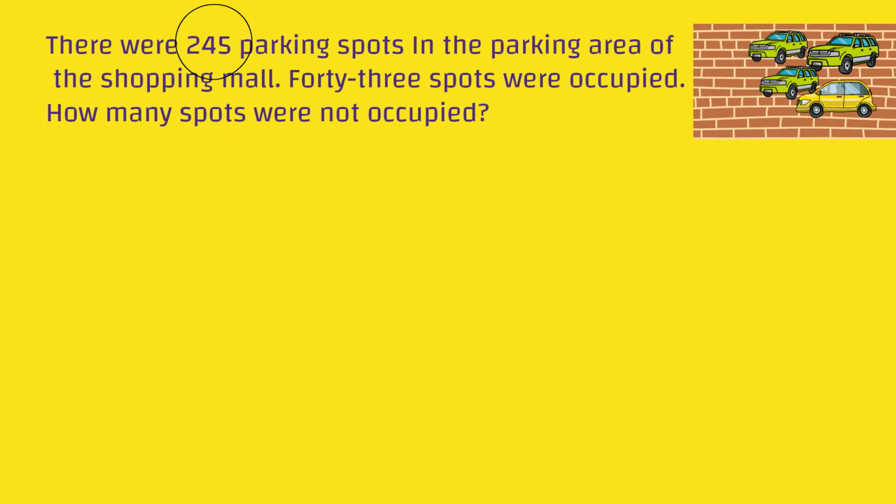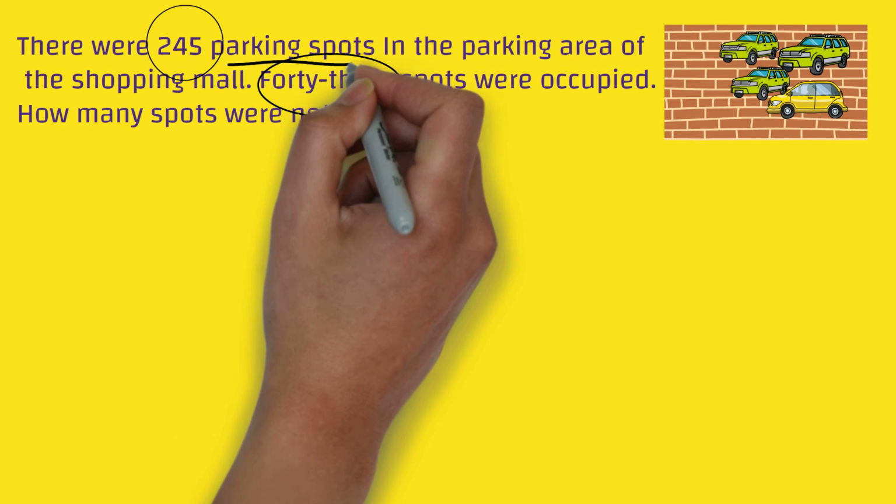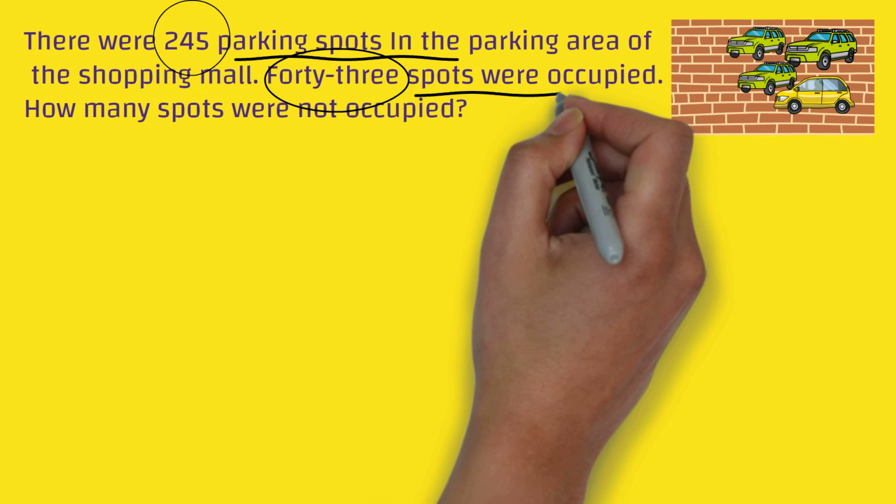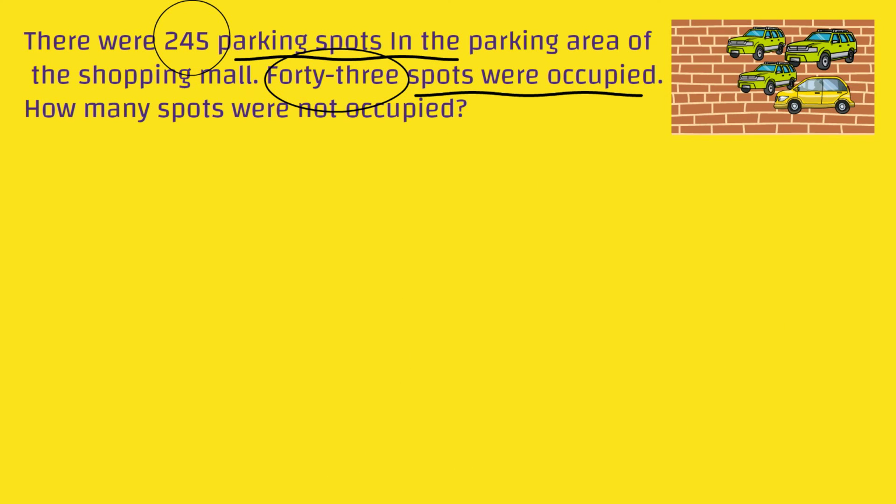Children, as you know, first circle the numbers and underline information related to the numbers. This will help us to write statements. Here, instead of giving the number, the name is given. We are asked to find out the number of spots not occupied. So we need to do subtraction.